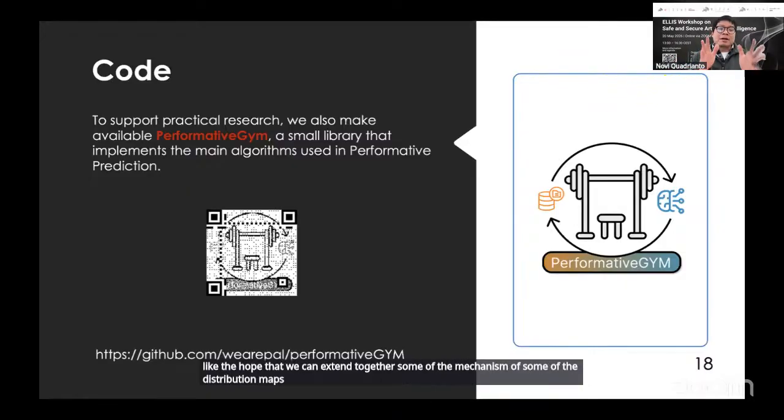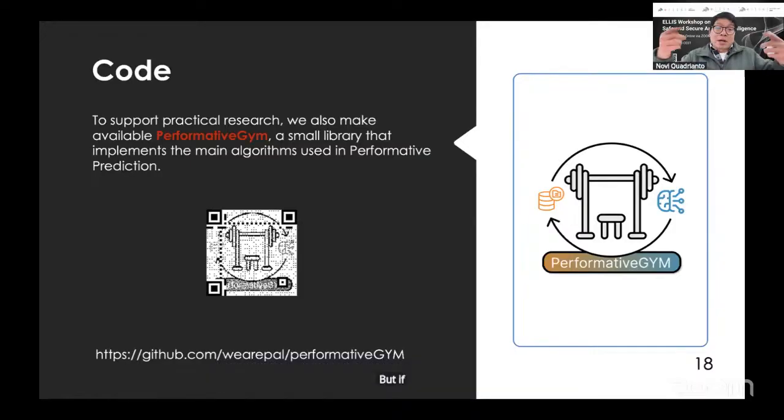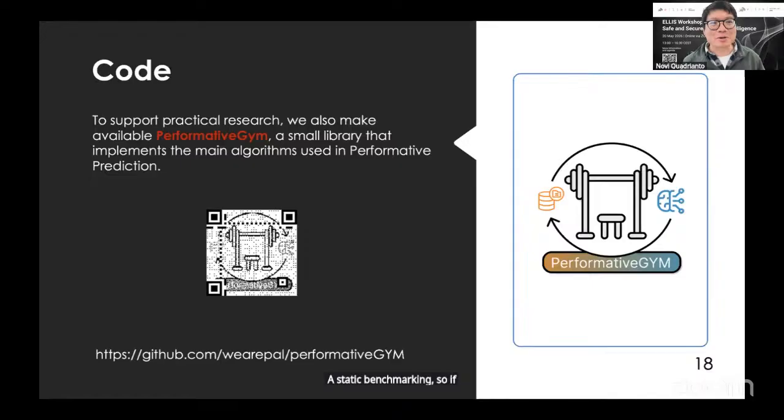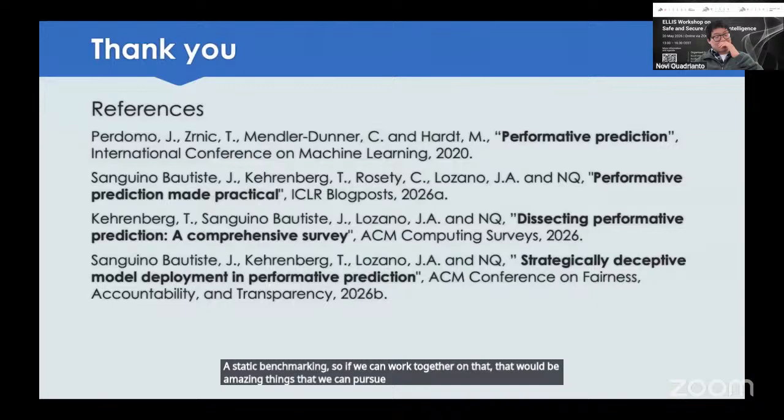So we have some implementations of the distribution map, a standard one, strategic classification, linear, non-linear. But if there are potential things to develop together, we can have a better variety of distribution maps as a way to try to understand the robustness of algorithms, going beyond simply static benchmarking. So if we can work together on that, that would be an amazing thing that we can pursue. And with that, I finish the presentation, and these are some of the references.